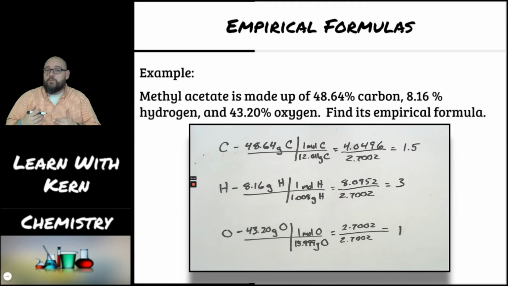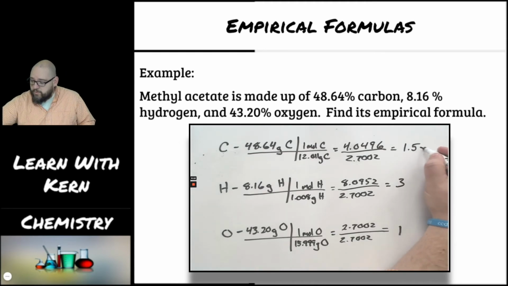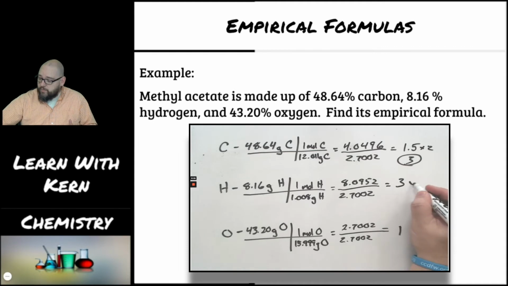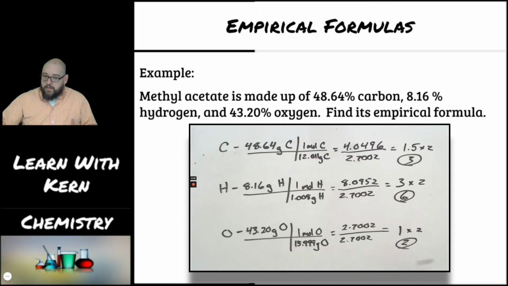So I'm going to multiply by 2, giving me 3 for that one. But if I multiply that one by 2, since I have to keep the same ratio, I have to multiply all of them by 2. And so I end up with 3, 6, and 2.